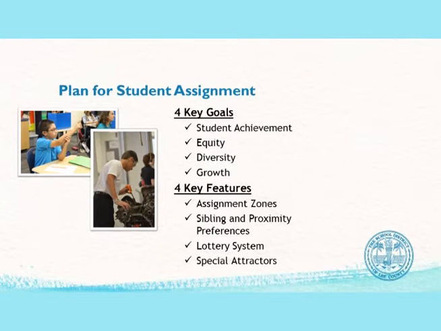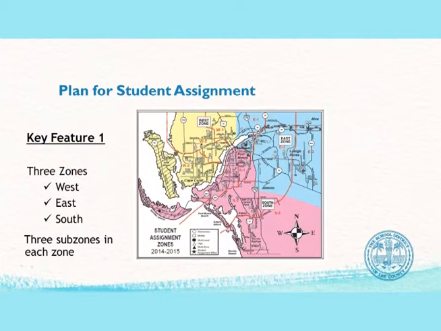So when we look at our current plan, there are four key goals, and I want to review them because going forward, these are some of the things that we might want to consider keeping in any plan that we go forward with. Four key goals: student achievement, equity, diversity, and growth. And I think those things still apply to us now and going forward. We are a growing county. We've got to consider growth in our county and how we're going to seat all of the students. And the four key features of our current plan are the assignment zones, sibling and proximity preferences, the lottery system, and special attractors. Now, those four key features support the four key goals of the plan.